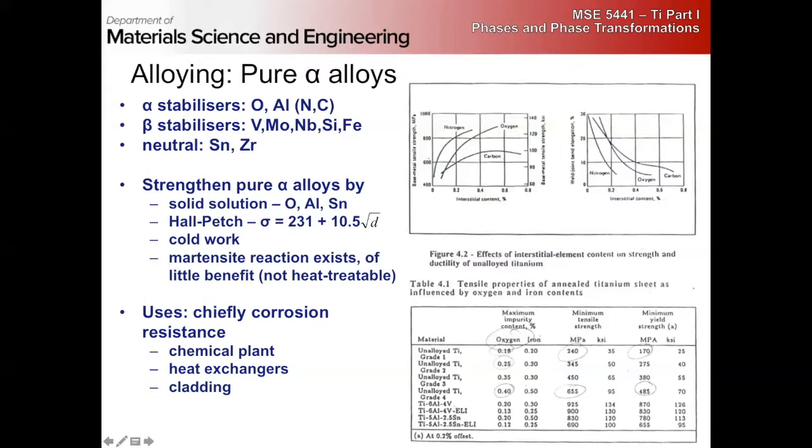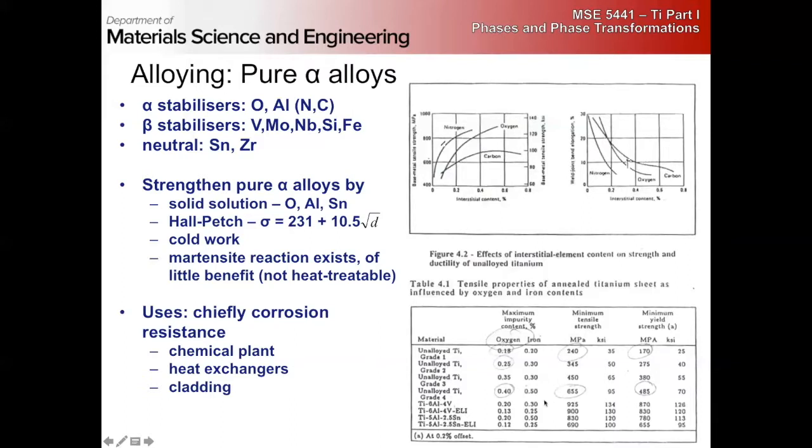What is important to note here is if you look at the effect of the interstitial content, the carbon, oxygen, and nitrogen on the strength, they're very potent strengtheners, but also you lose ductility very, very quickly, right?